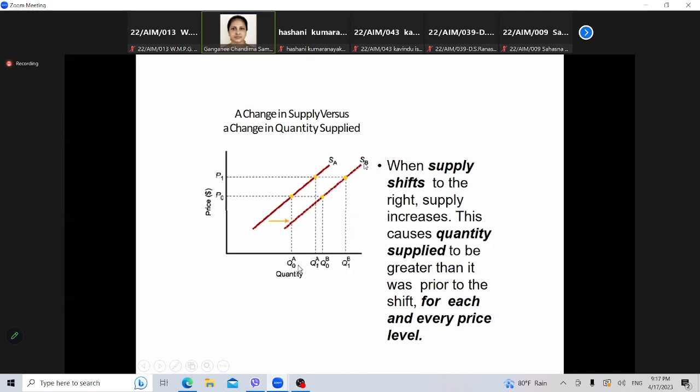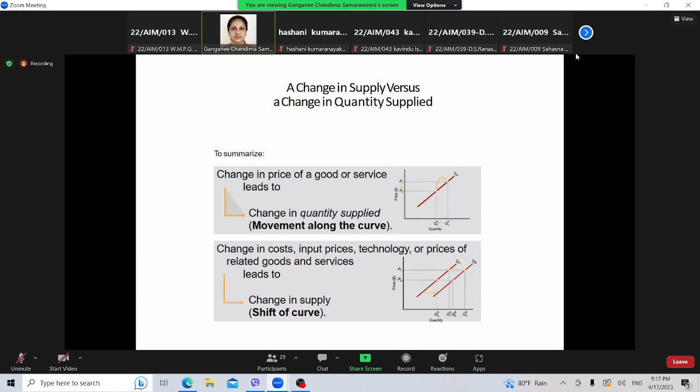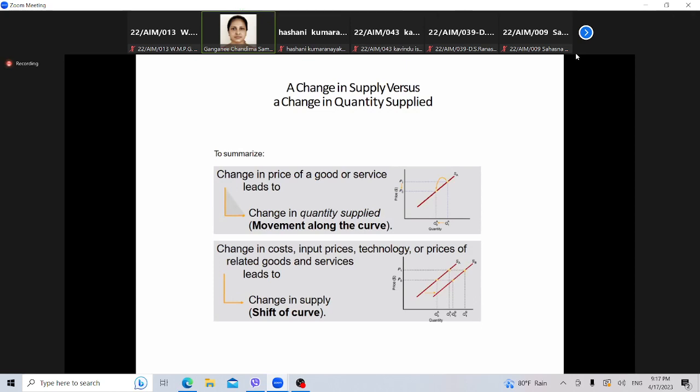Quantity demanded has increased from Q0 to Q1. Okay, so I think with the graph you can understand. To summarize, we can say a change in price of a good or service leads to a change in quantity supplied. That means moving along the curve.